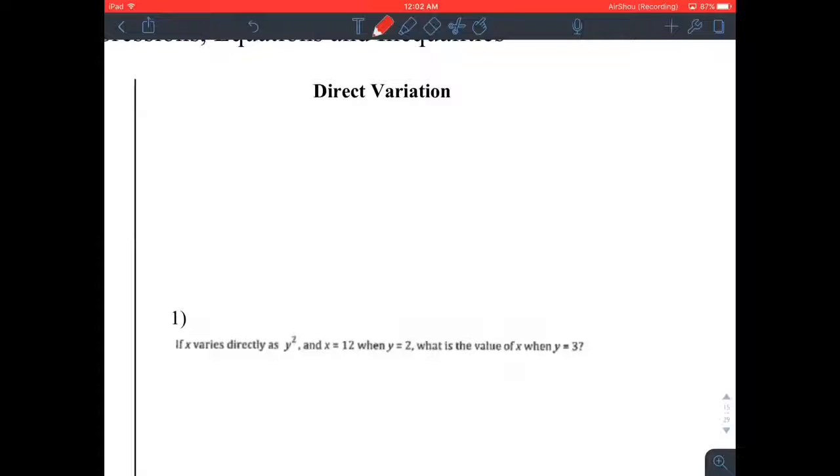The more calories I eat, the more pounds I weigh. The more I run, the less I weigh, both moving in the negative direction. So direct variation is the relationship of x1 with y1 is going to equal the second relationship of x2 with y2.